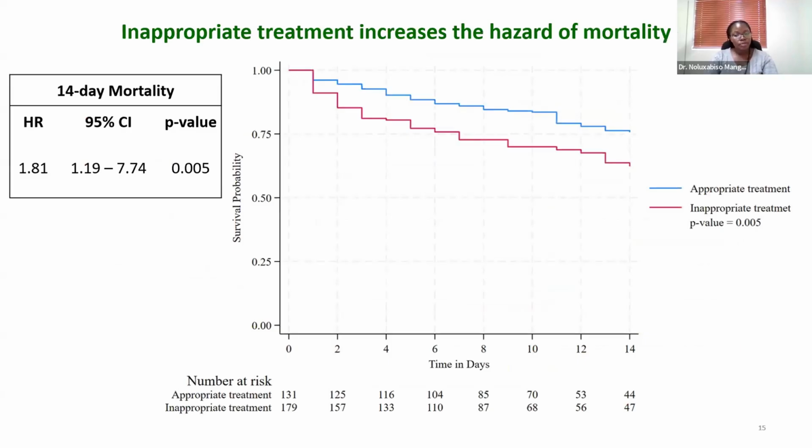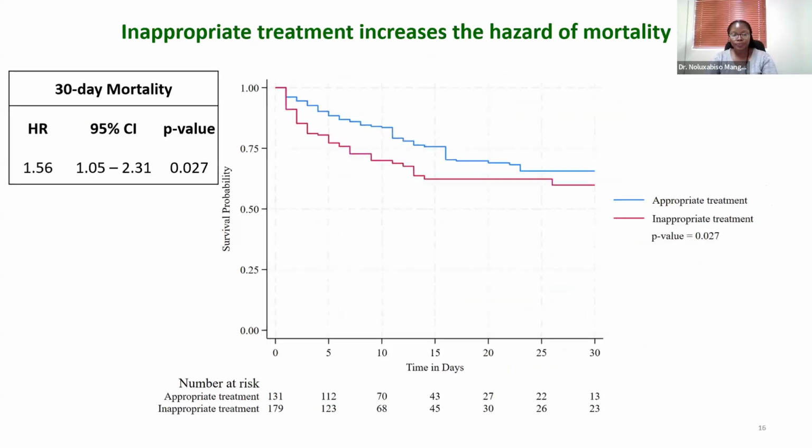Then a weighted Cox proportional hazard model with robust standard errors was used to assess the association between treatment appropriateness as well as time to death. Patients who received inappropriate treatment had 1.8 times higher hazard of death within 14 days compared to those who received appropriate treatment. And for the 30-day mortality, patients who received inappropriate treatment had a 1.56 times higher hazard of death compared to those who received appropriate treatment. And the Kaplan-Meier curves show a clear, consistent separation between the two groups over the follow-up period.